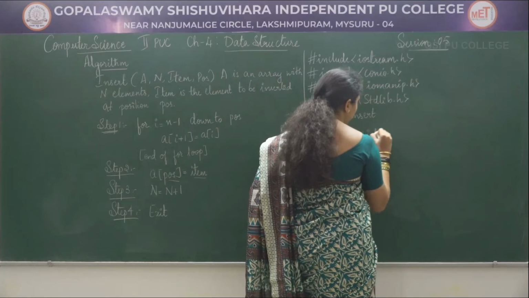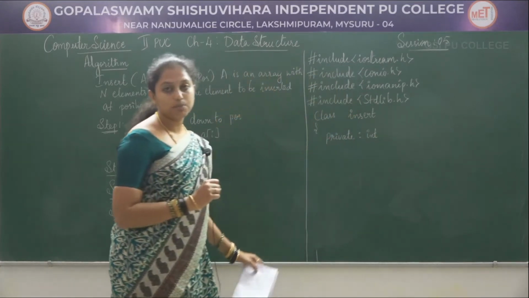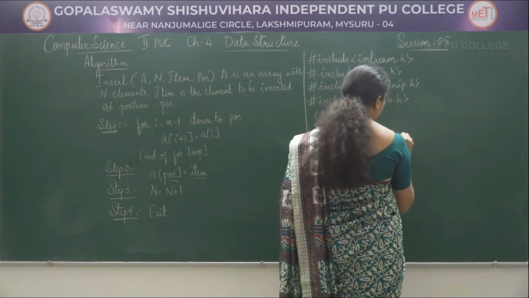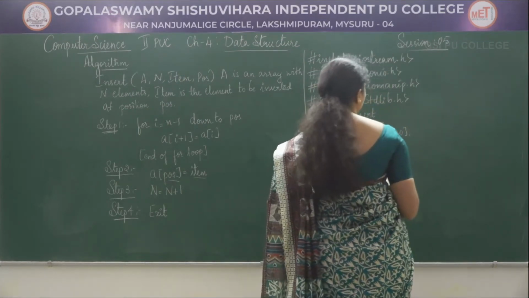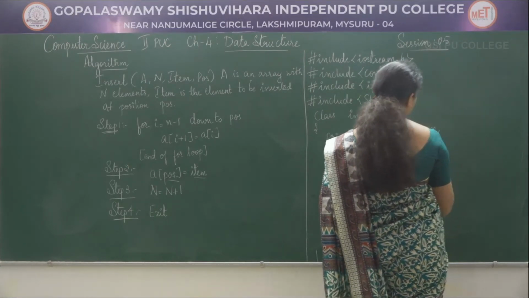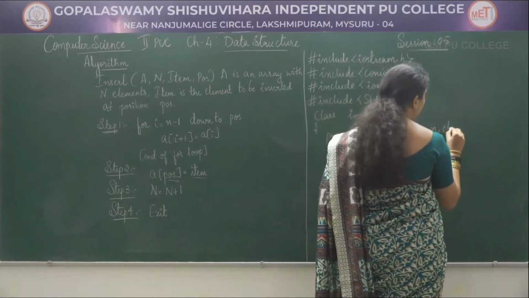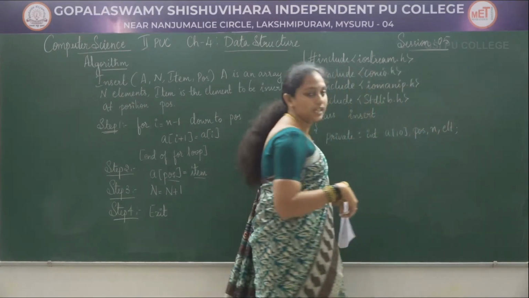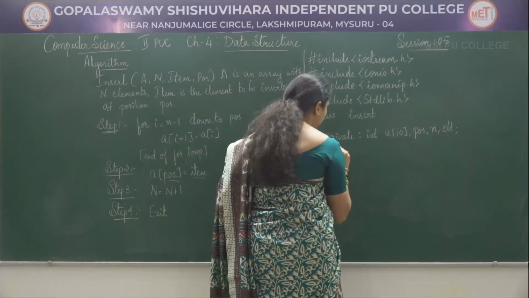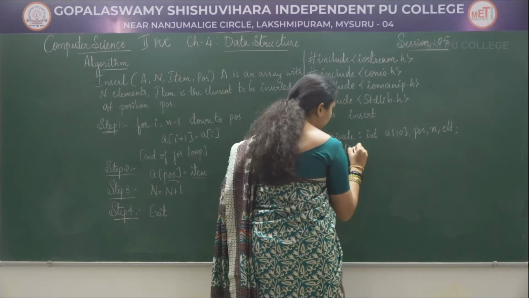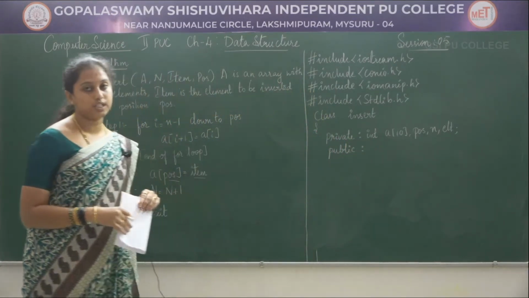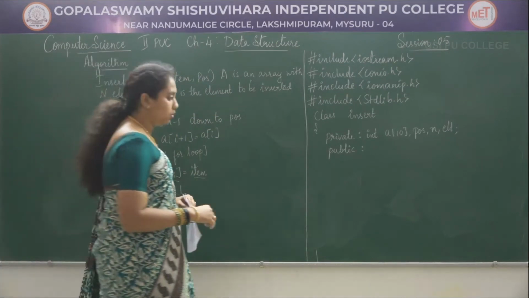Private: int. What are all the variables we require in our program? That is array name, that is A of 10, then position, size of an array and the element to be inserted. In the public section, I am going to declare the functions which are required in our program.